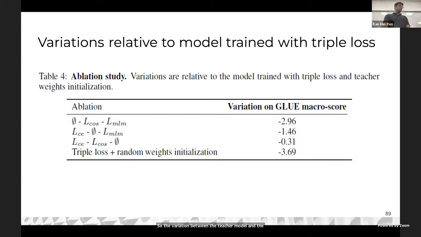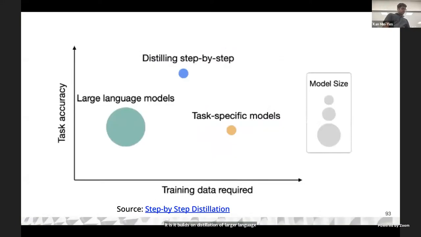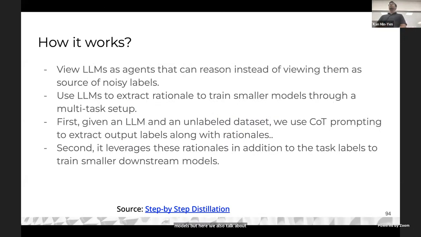Building on this, there's one more paper, which is Distilling Step-by-Step. It builds on distillation of larger language models, but here we also talk about rationale. As a general practice, we can see that a lot of models can reason as well. So it is trained on rationale as well, and it takes a lot of unlabeled data, and it uses chain of thought prompting on larger models to output labels along with their rationales. So it uses these rationales to train smaller models on downstream tasks.